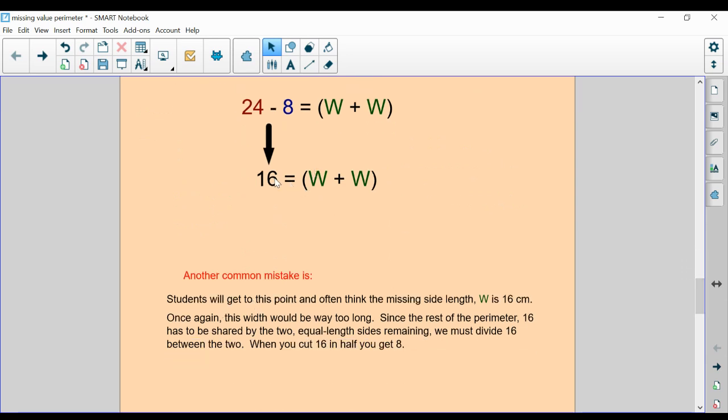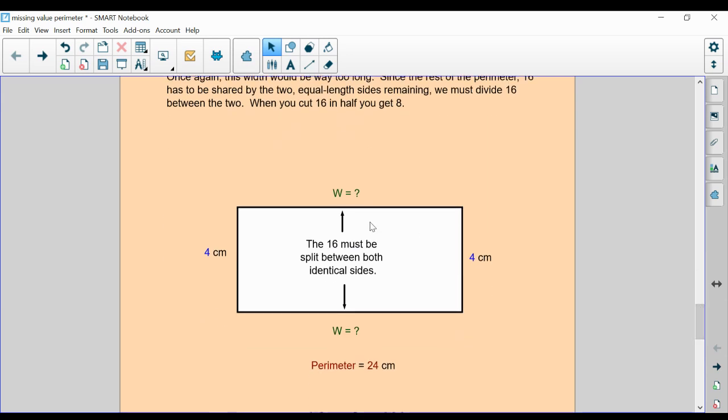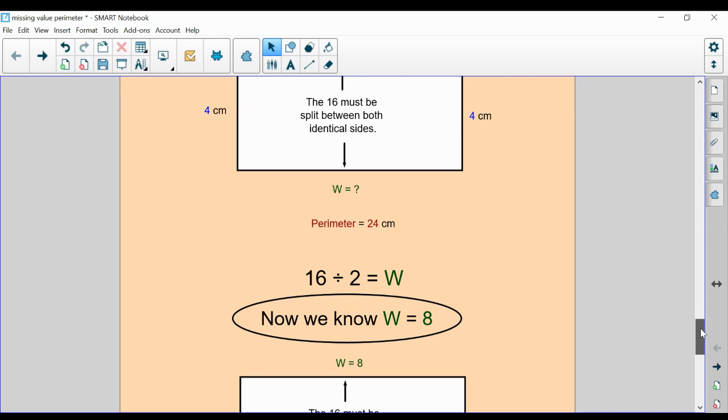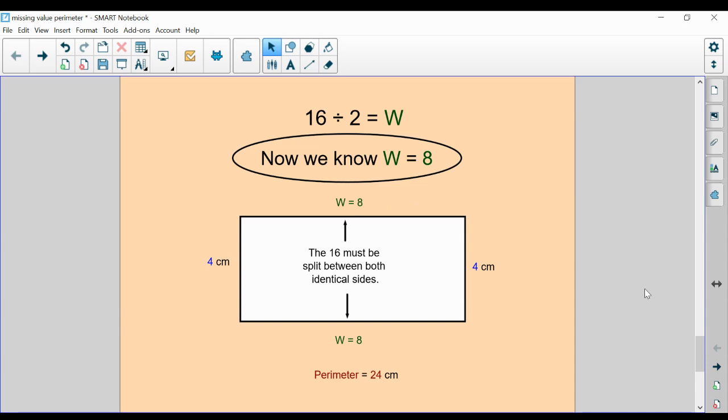Another mistake kids make is they think 16 is the answer. But you have to remember, you have to divide that 16 up between both sides. So we have a W here and a W here. The 16 has to be cut in half, split between both sides. So 16 divided by 2 is 8. So now we know 8 is the answer.